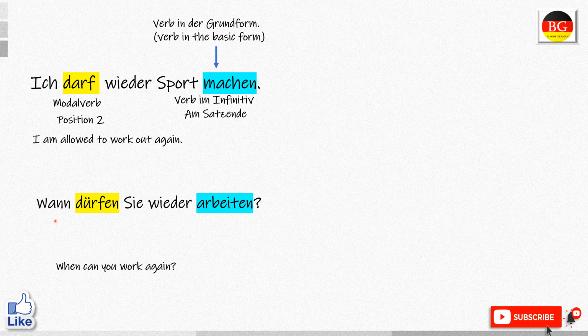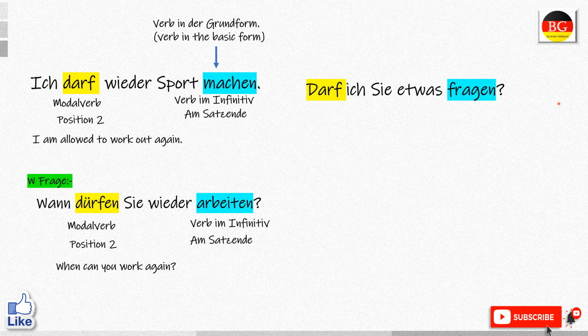So, what is the rule? Wh-word plus modal verb in conjugated form plus subject plus object, and the main verb comes at the end of a question, or Frage. So dürfen takes position 2 and the main verb in infinitive comes at the end of a question. This is how we can frame the Wh-Frage.